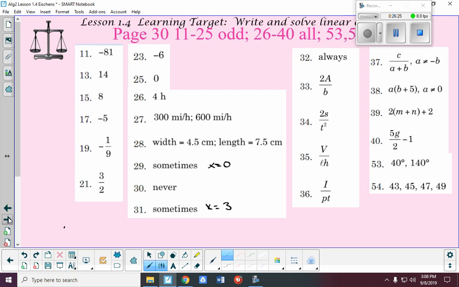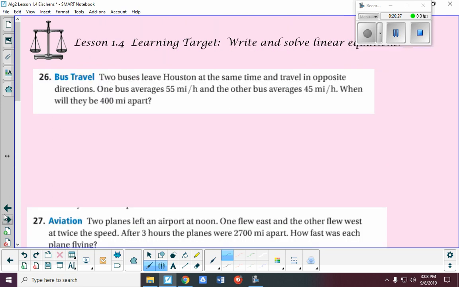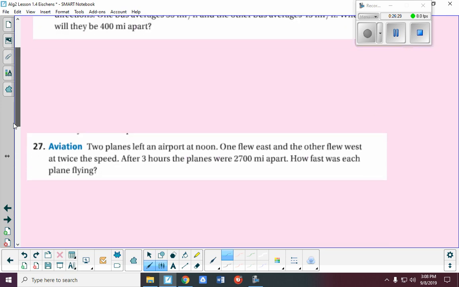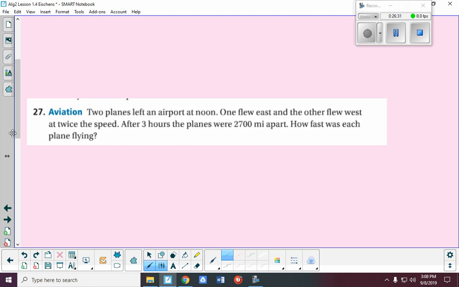All right, I'm going to go through and do a few more distance problems for you. Here we have 2 planes that left an airport at noon. One flew east, the other flew west at twice the speed. After 3 hours, the planes were 2,700 miles apart. How fast was each flying? So we don't know the rates. So again, I want to draw a picture.